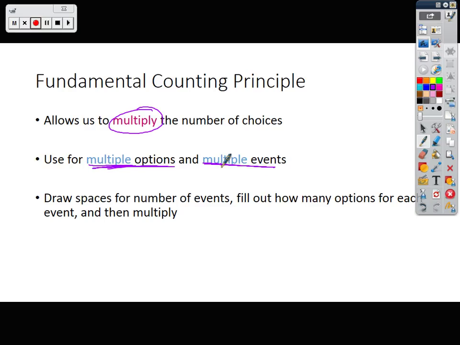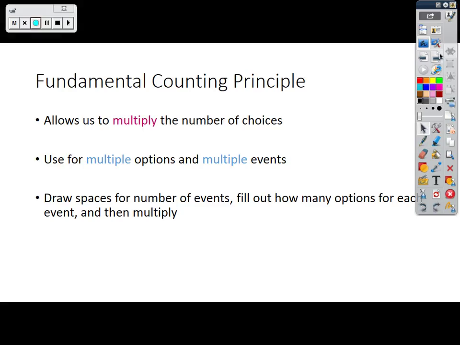In general, what you do is you draw spaces for the number of events, you fill out how many options there are for each event, and then you multiply. And that's all you have to do with it. So let's take a look at an example.